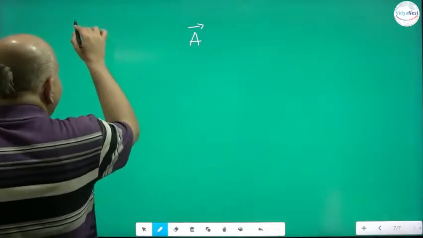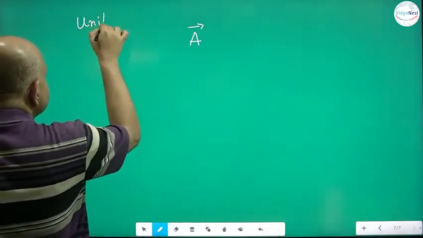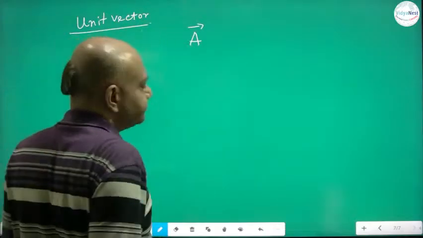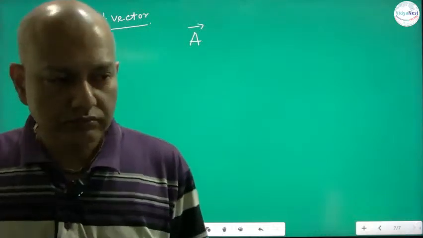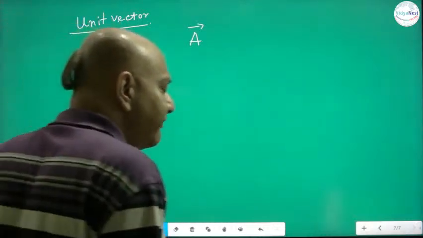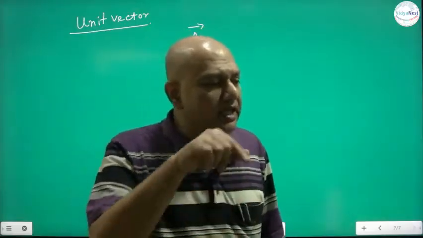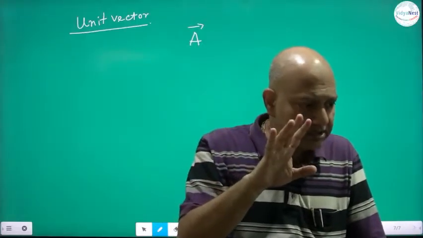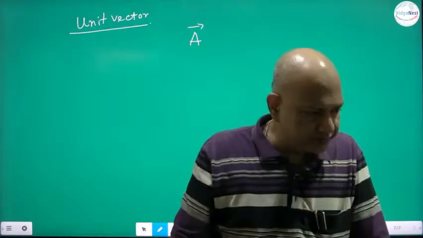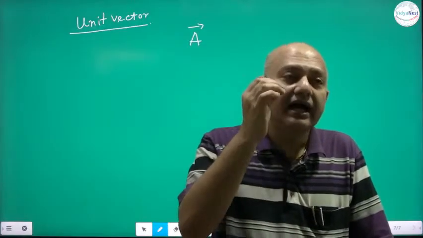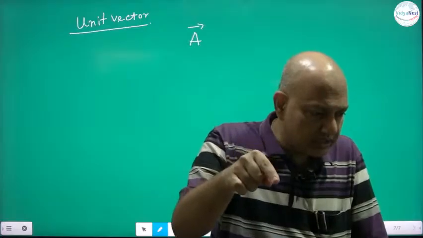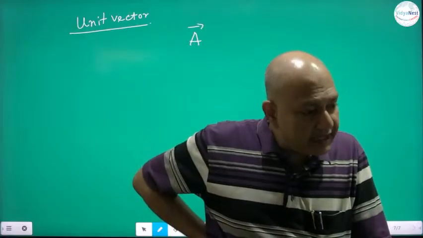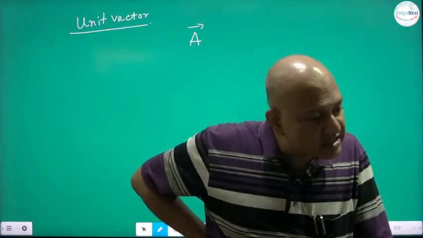We are going to define unit vector. Unit vector. Vector A. What does unit vector mean? Just like unit means sort of one, isn't it? Unit means one. Okay? Just like if I tell 10 Newton force acting along east.